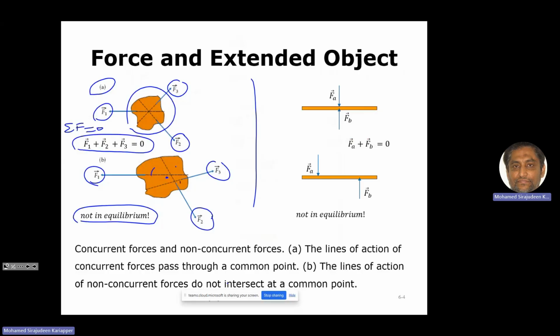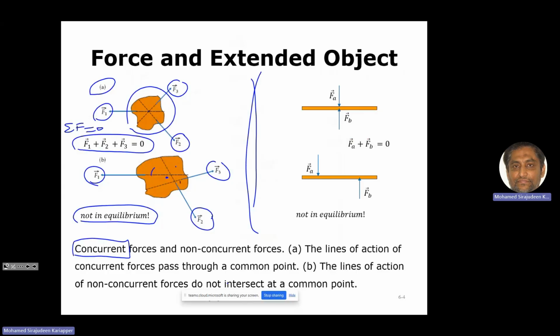The reason is, if you look at this, all these forces are concurrent. They intersect at one common point. But here, the 3 forces are not concurrent. The word here is concurrent. So they don't cross at a single point. So that will make this object rotate. It is clear if you look at this picture here on the right-hand side.